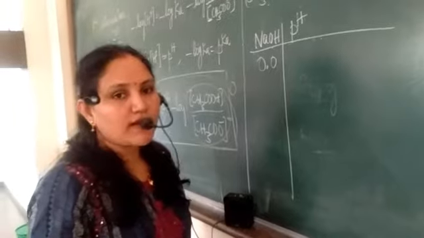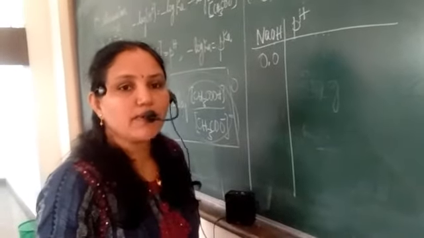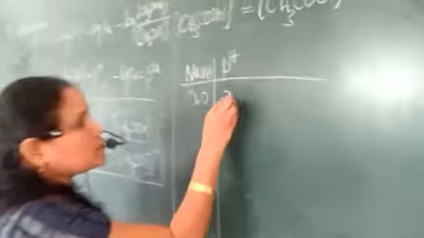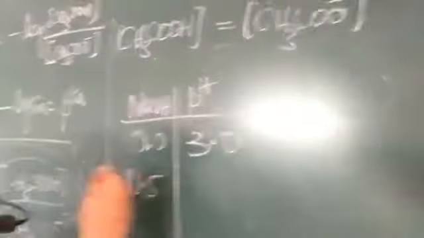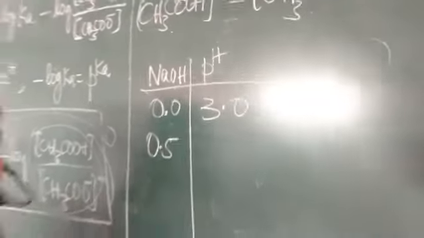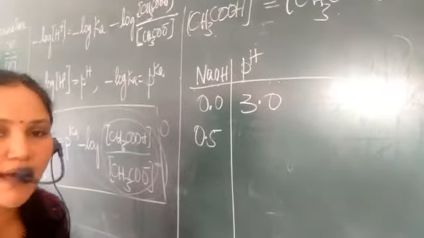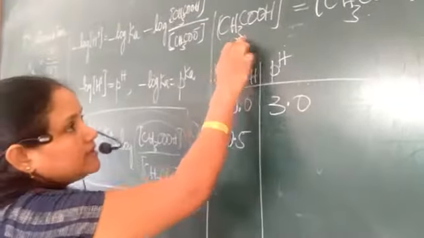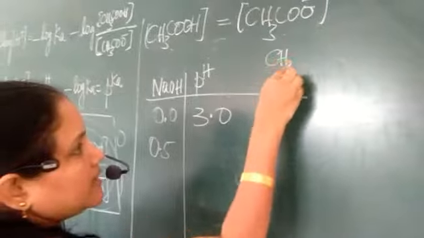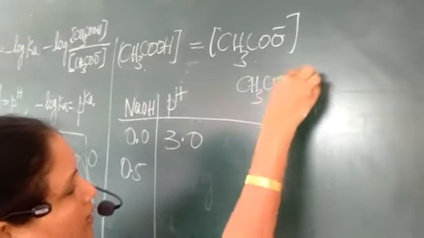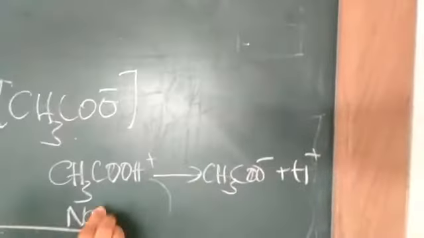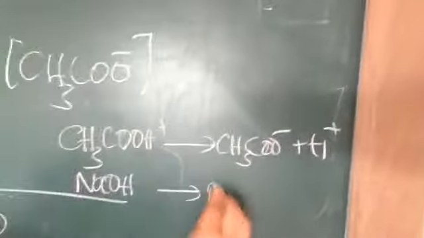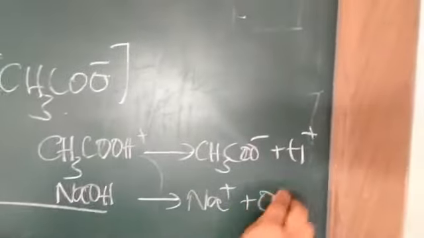You have taken an acid, therefore obviously the pH will be acidic. Let me just assume a value 3. Now I will add 0.5 ml of sodium hydroxide. When I add it, some of the acid reacts. Let me just write the reaction again: CH3COOH giving CH3COO minus plus H plus. Now I have added the sodium hydroxide. When I add sodium hydroxide, it splits to give Na plus and OH minus.